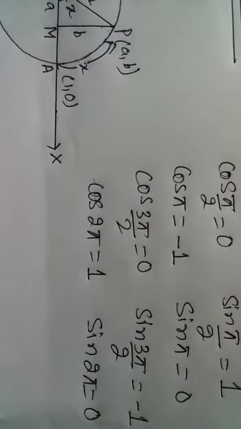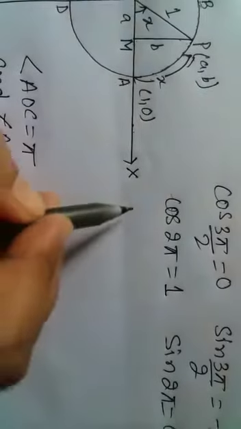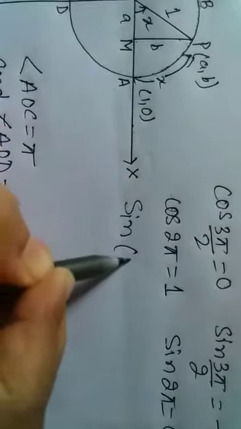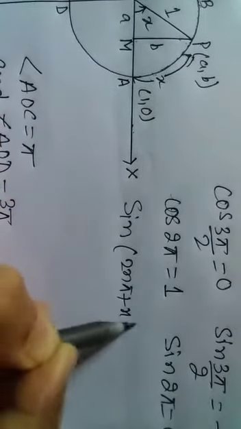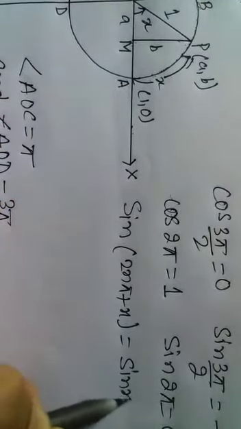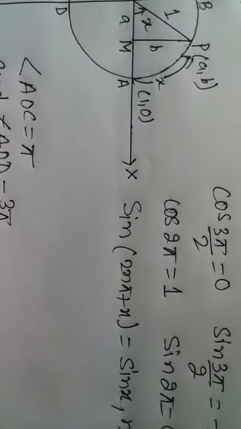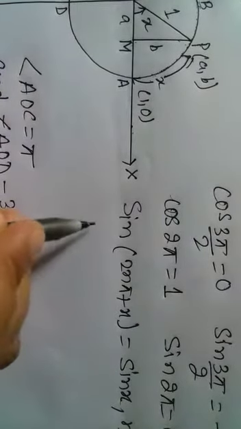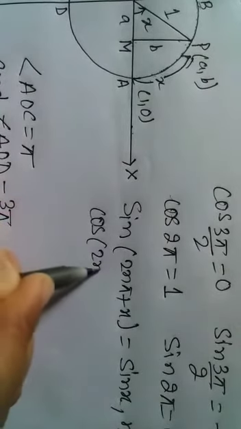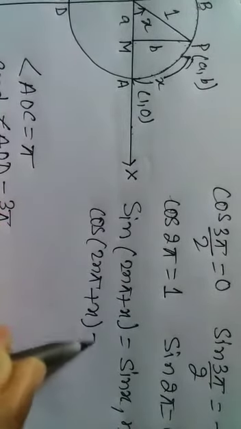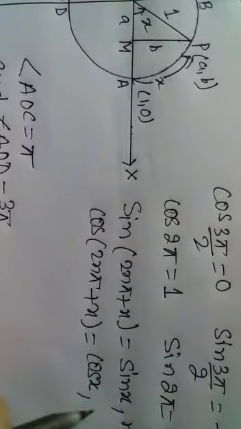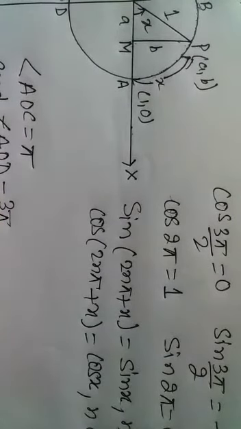Thus, we also observe that if x increases or decreases by any integral multiple of 2 pi, the values of sine and cosine functions do not change. Thus, sin(2n pi plus x) is equal to sin x, n belongs to Z, and cos(2n pi plus x) is equal to cos x for all n belongs to Z.